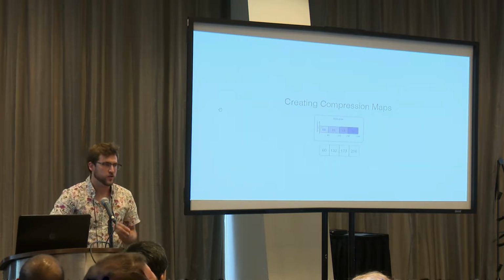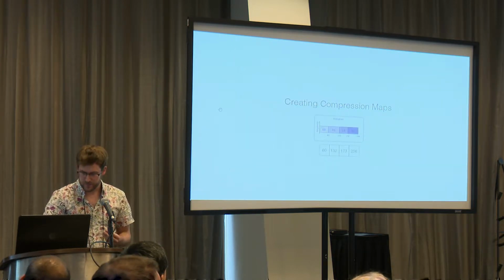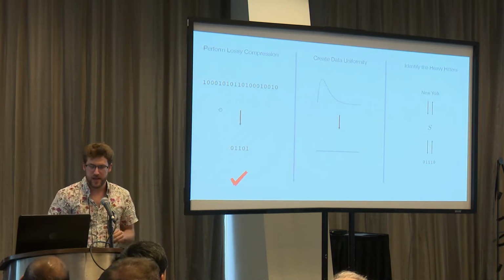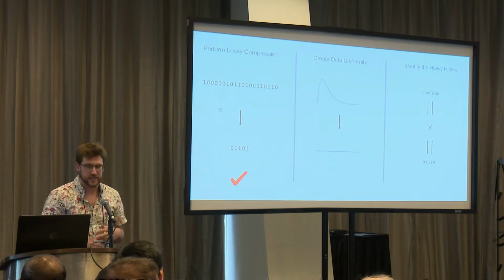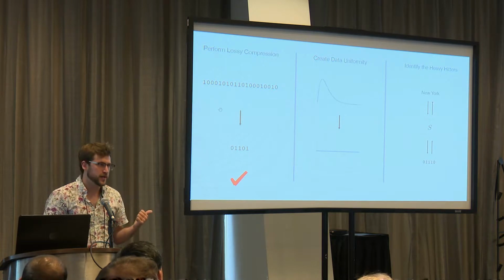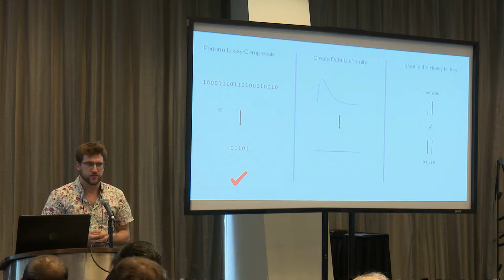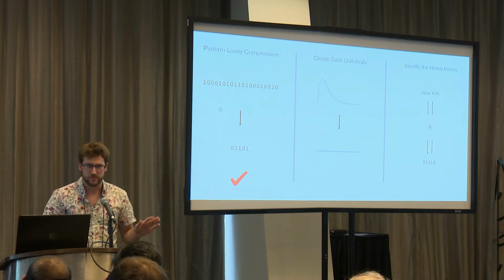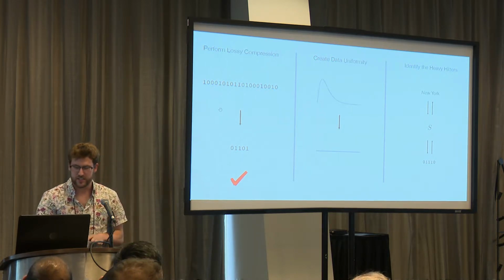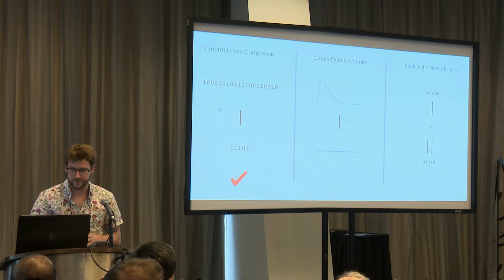So now let's talk about creating that function s. We want 3 things to happen. I'm going to argue that the first basically just happens naturally. So we have some input domain. We just create an output domain that has smaller cardinality, and therefore you have to perform lossy compression. Done. So now let's talk about creating data uniformity.